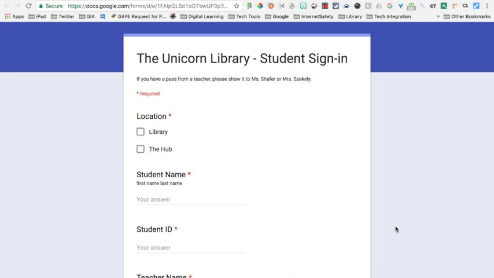I started using a Google form for this sign in a couple of years ago. And the reason that I use a Google form instead of a printed form is that I can share the responses to my Google form in real time with my teachers through their Google Drive.